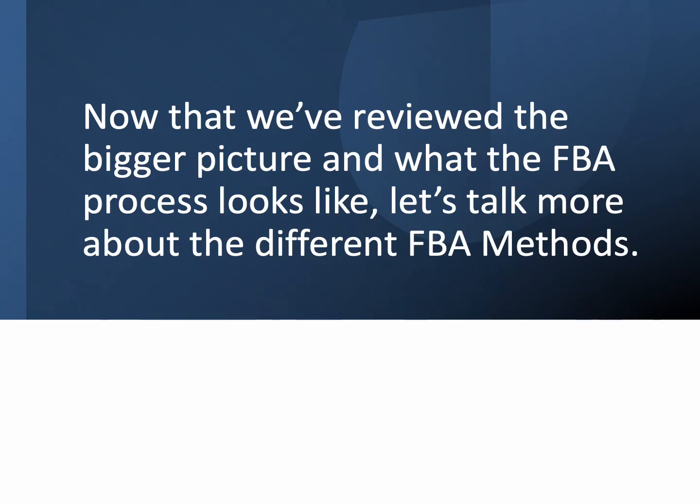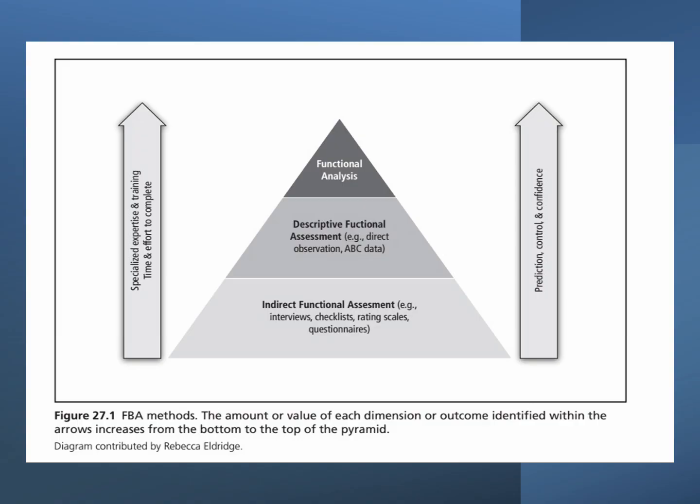So now that we've reviewed the bigger picture and what the FBA process could look like, let's talk more about the different FBA methods. As I mentioned previously, we have the 3 different types of FBA methods. We have our indirect functional assessment, which are those interviews, checklists, rating skills, questionnaires, where we're just getting information from the different stakeholders on the behavior and the environmental variables that might contribute to the behavior.